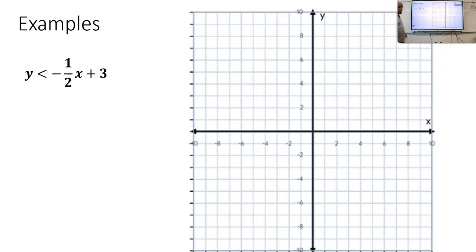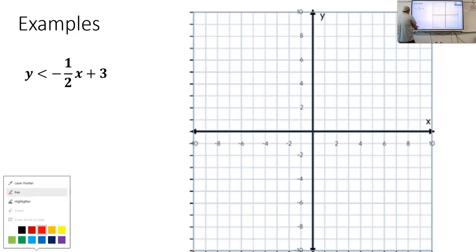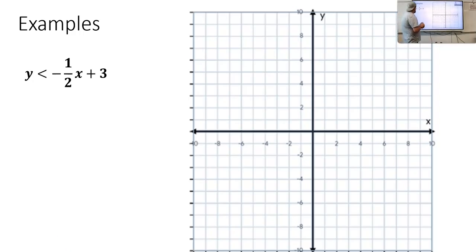So let's go ahead and graph some of these. Okay, so the first thing I'm going to do, I notice that I have a y-intercept of 3 and a slope of -1/2. So we're going to start at 3, which would be right here. And the slope of -1/2 would be down 1, right 2. Now you would click on that, and it would create a line on yours. I'm going to go ahead and put a couple more points on mine.